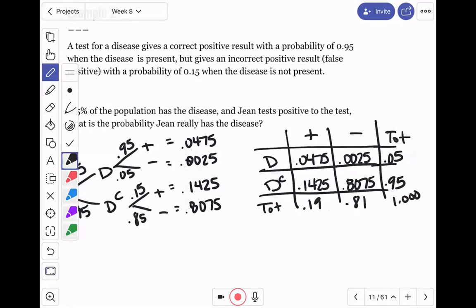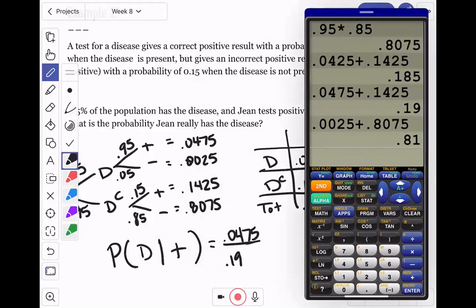So I want to know, what is the probability that Gene tests positive? So Gene has tested positive. Given that, what's the probability that Gene really has the disease? So what goes at the bottom of the fraction? 0.19. The 19% of people who have tested positive. What goes at the top of the fraction? 0.0475. Good job. So 0.0475 divided by 0.19. There is a 25% chance that Gene has this disease.